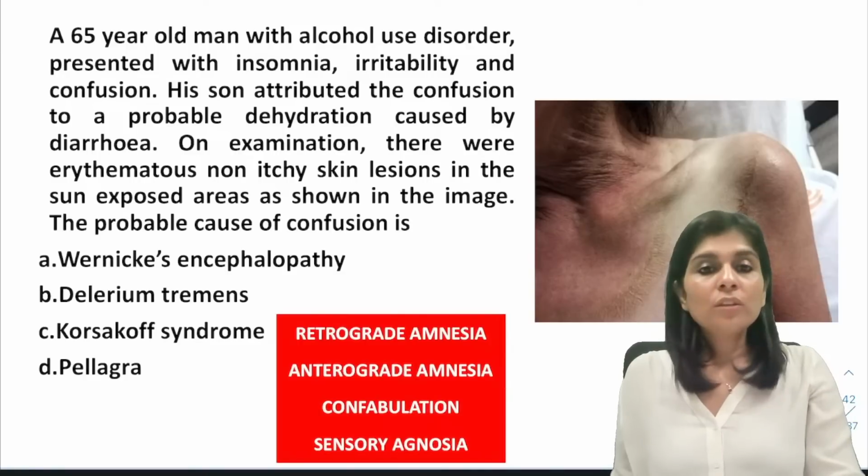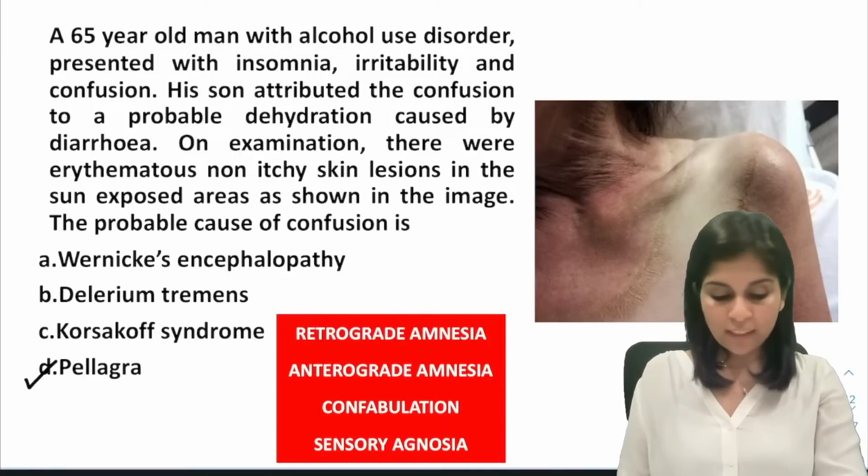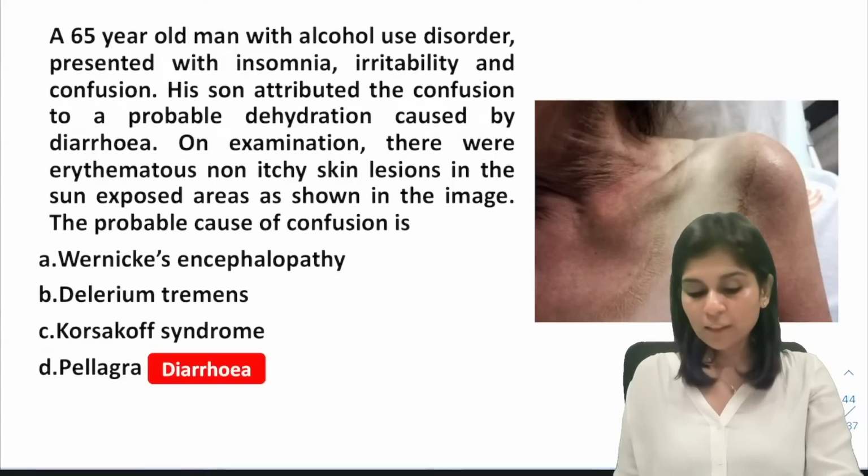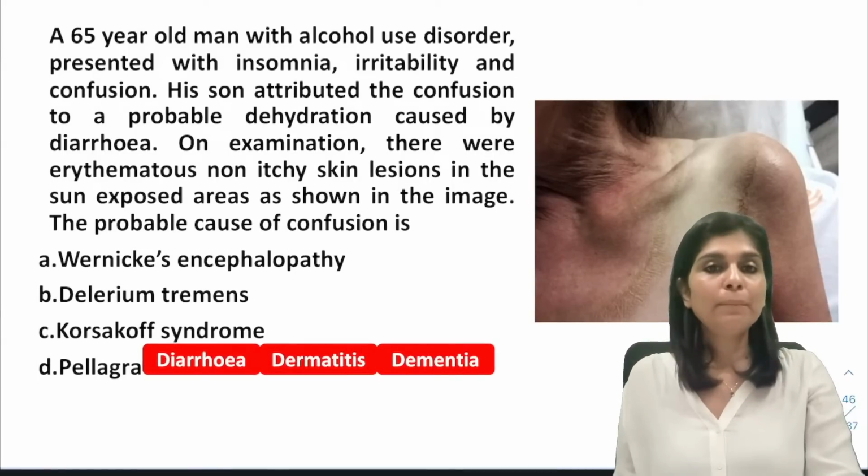So that's about Korsakoff syndrome. Okay, and so what is the answer here? The answer here is pellagra, which is characterized by 3 Ds. 3 Ds will include diarrhea, dermatitis and dementia.